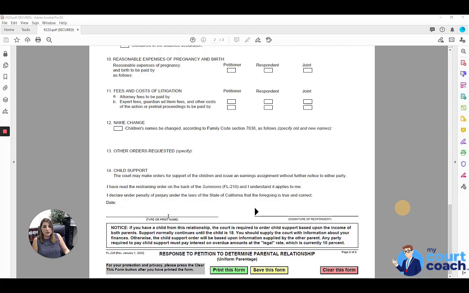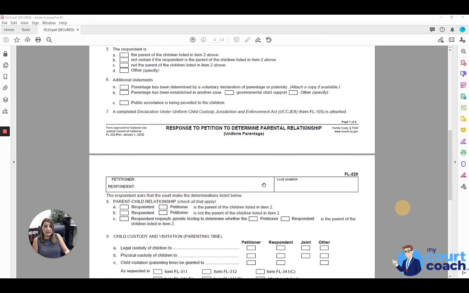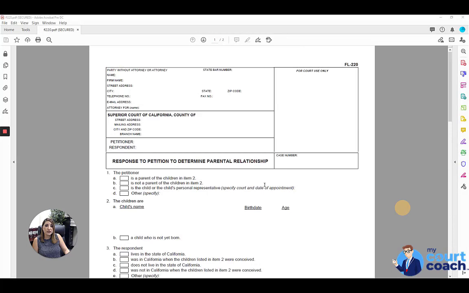Finally, you will want to print your name at the bottom, sign and date, and this form is ready to be filed and served alongside your declaration under UCC JEA.